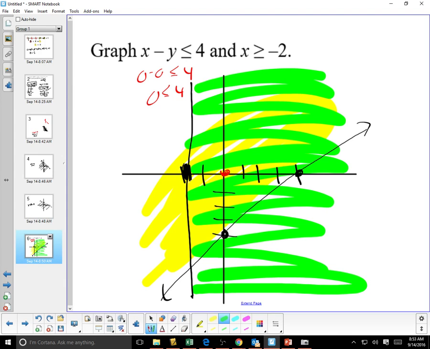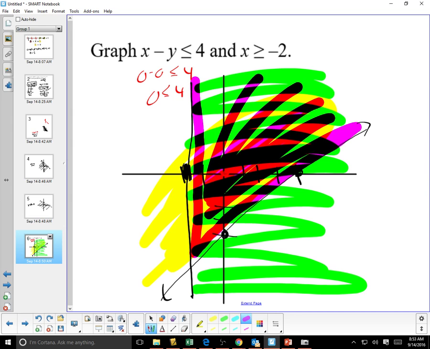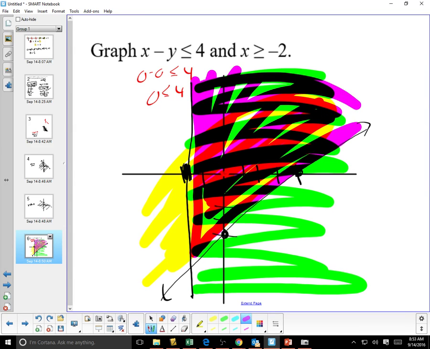Where do I have both shades? Do I have both of the shades here? I've got both of the shades in here, don't I? So therefore that is the solution. That is the solution. Not this piece, not this piece, but that piece that has the multiple shades in it. It's got to have all of the shades in it.